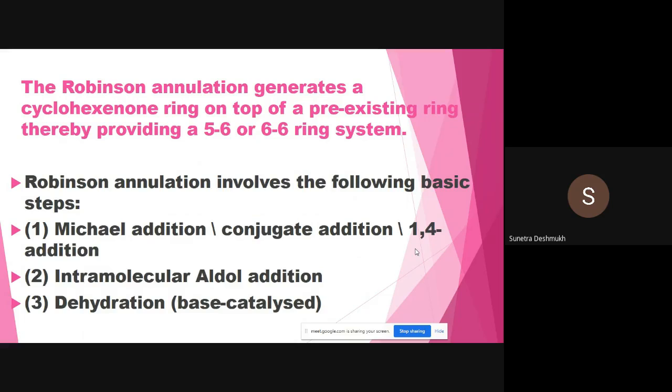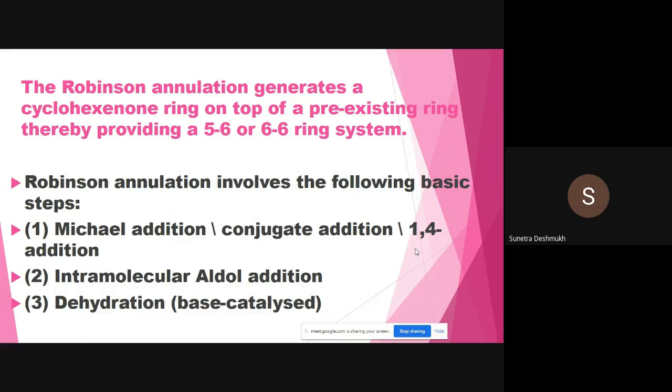Okay, so what is involved in the Robinson reaction? I have summed it up here. So what are the basic steps? First step, you are familiar with all these things, is the Michael addition reaction step. You have learned already, or you can say conjugate addition. So the first step is the Michael addition step.